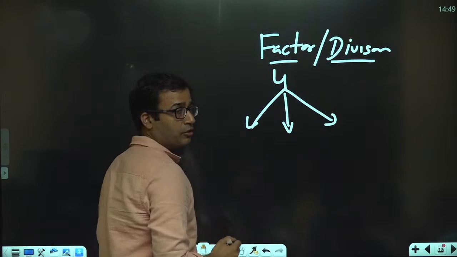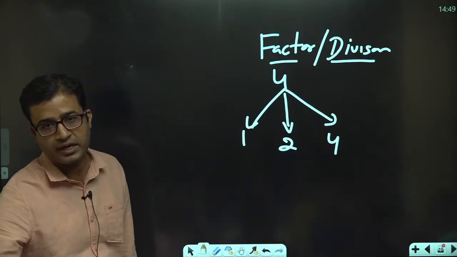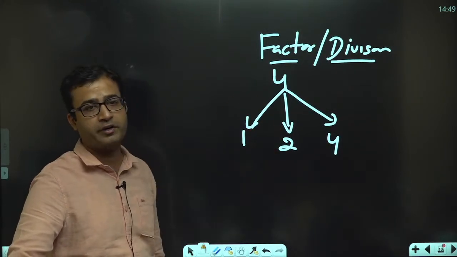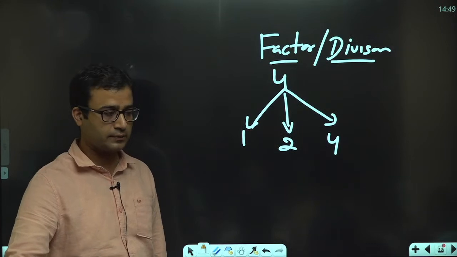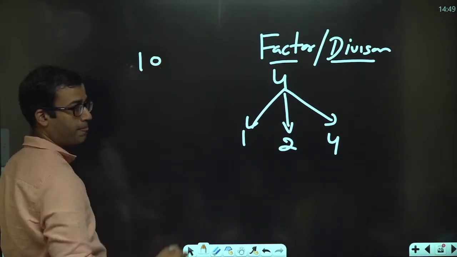So what are the factors of 4? 1, 2, 4, which can divide that number. So 1 can divide 4, 2 can divide 4, 4 can divide 4. So these are factors. Can you tell me what are the factors of 10?